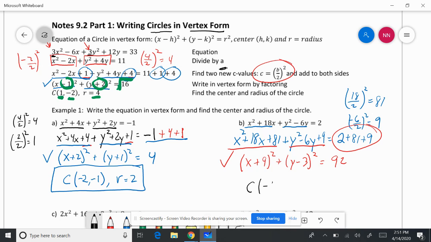So we have negative 9, we have 3, and our radius is a little bit more difficult. In order to figure out our radius, it's always the square root. So it's the square root of 92. And 92 would be two numbers, 4 and 23. Square root of 4 is 2. So that means that our radius is 2 square root of 23.